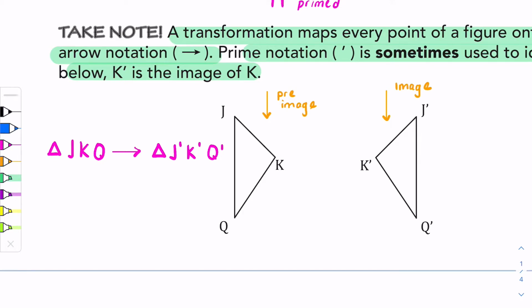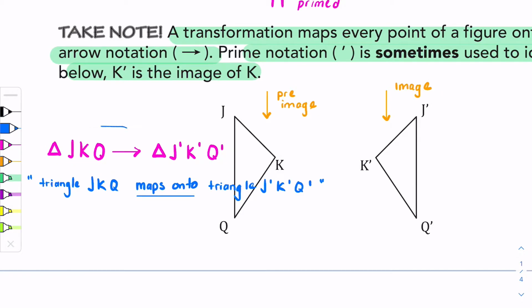And I'm going to write out how I would read this. I would read this as triangle J, K, Q maps onto, that's the arrow, so the arrow reads as maps onto, triangle J prime, K prime, Q prime. And that's how you would read this notation.